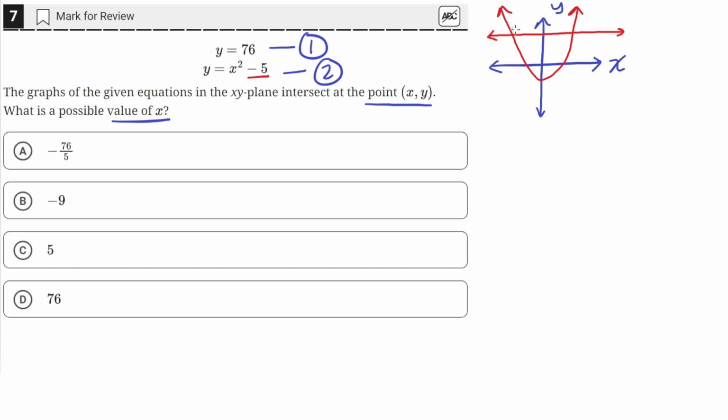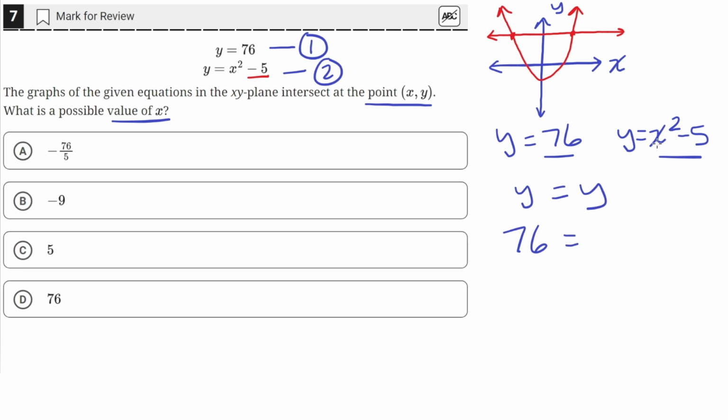Okay, so we need to find the coordinates of the intersection, or really just the x values of the intersection. And we can do that by setting these two equations equal to each other. So we have y equals 76 and y equals x squared minus 5. So y is equal to both of these quantities, so we can just set them equal to each other. So when y equals y, 76 equals x squared minus 5. So I just substituted the value of 76 for y and x squared minus 5 for y. So then we can just solve for the value of x by isolating it.